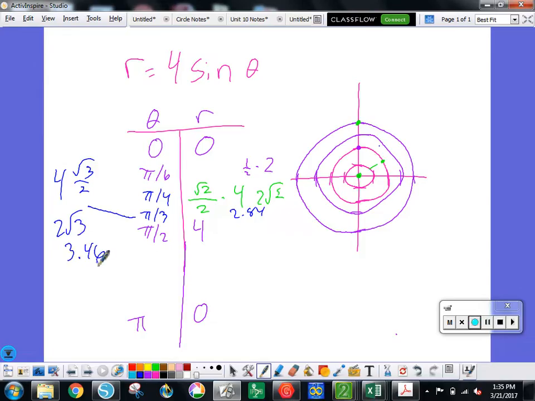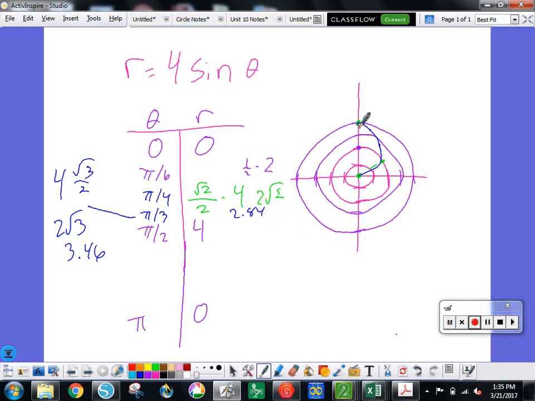Okay, so I go out to pi 6 roughly. Pi 6 is more this angle here, and I need to go out 3.46, so roughly there. So if I connect that, there's that other half of that graph. There's the half of that graph on the side, right? Does that make sense to everybody?